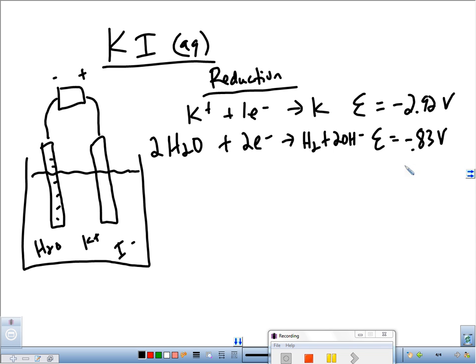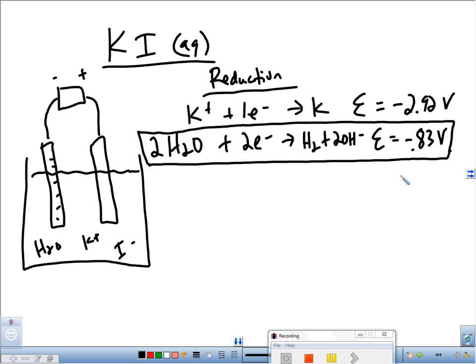Which one's going to happen? The water. Okay? What this means is that the water is more likely to gain the electrons than the potassium is. So this is the one that's going to happen. And we'll run this one in a little bit here. But this is the one that's going to happen because it is more likely to be reduced. So the water being involved here is a little issue.